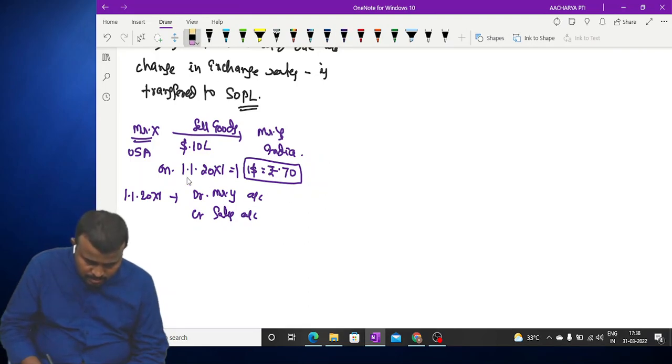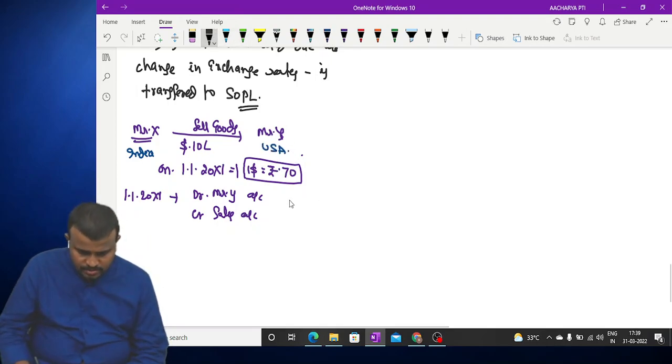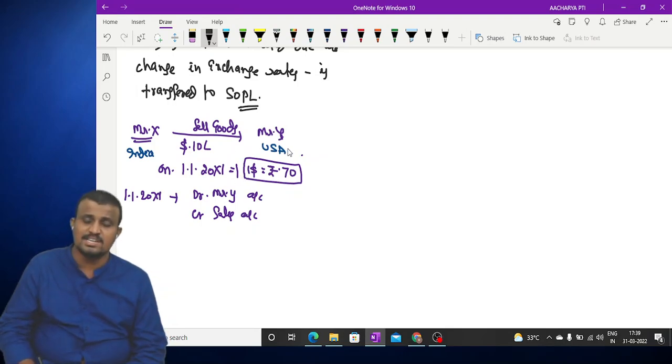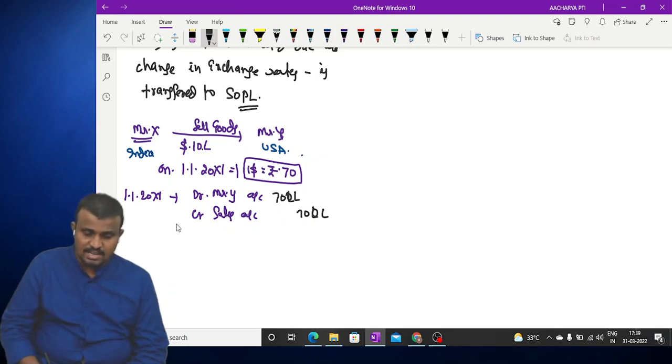So around 10 lakh dollars worth of goods were sold by the party to Mr. Y. Then we record 10 lakh into 70, which is 700 lakh. We recorded 700 lakh.